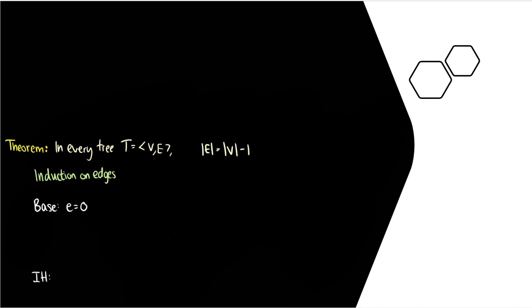Now coming to another theorem: in every tree, edges and vertices are related by a formula that we always use. Keep in mind that edges is always one less than vertices. What does it mean? Let's say you have 3 vertices, 1, 2, 3. How many edges will you have? 2. You will have 2 edges. So edges will always be one less than vertices.